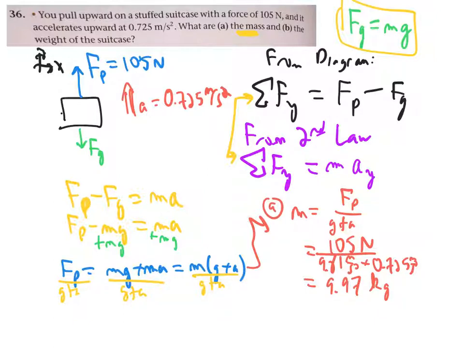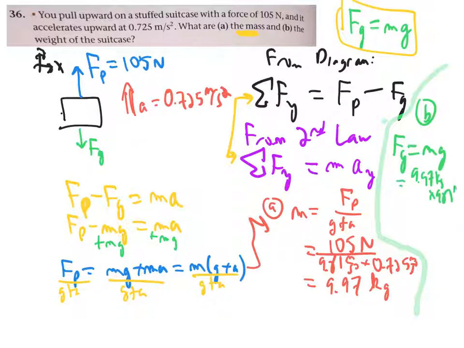And then at the very end, our part B, which is going to be very easy, says, let's go create a little bit of space for ourselves. Part B is just that Fg, the weight, is m times g. So it's 9.97 kilograms times 9.81 meters per second squared, and we get 97.8 newtons. And there we are.